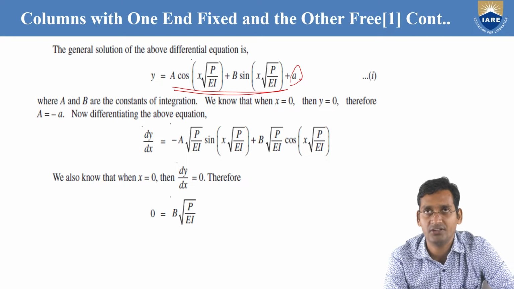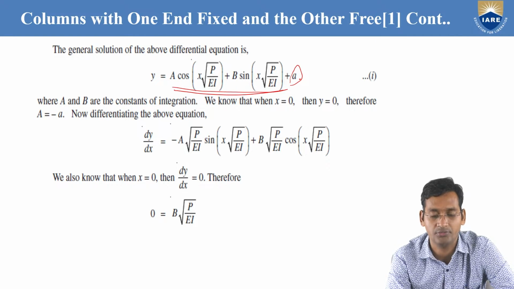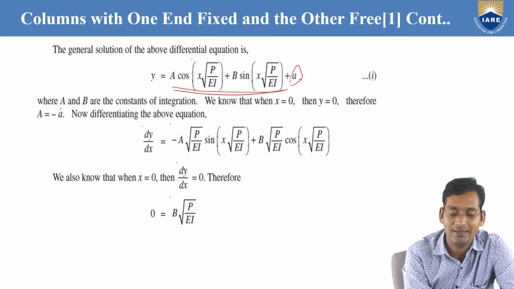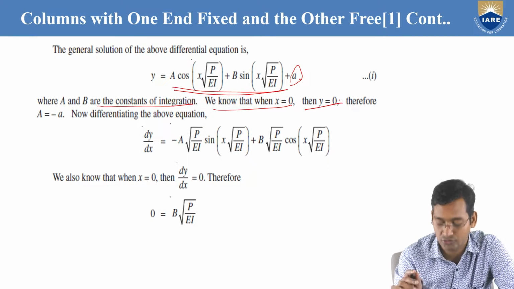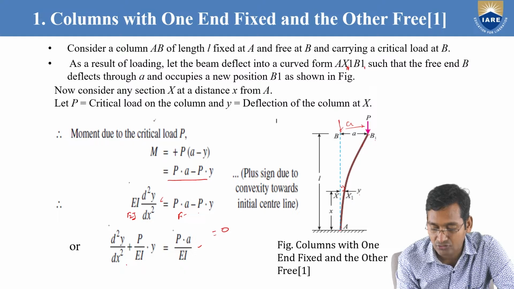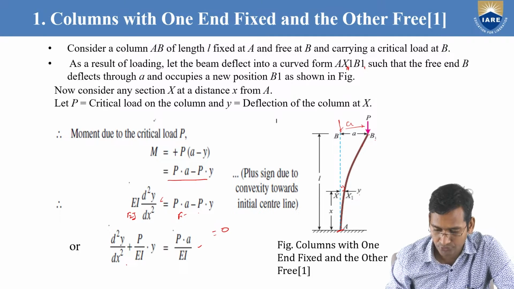Okay. Next, what is the step? We have to apply the boundary conditions. Same as before, where A and B are the constants of integration. Now we know that at x equals 0, y equals 0. See the figure. At x equals 0, there is no deflection. So y equals 0.